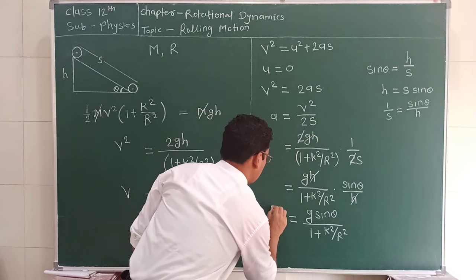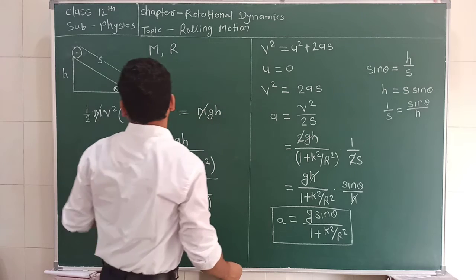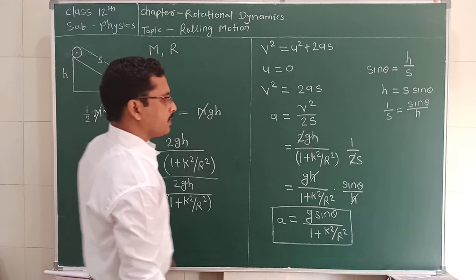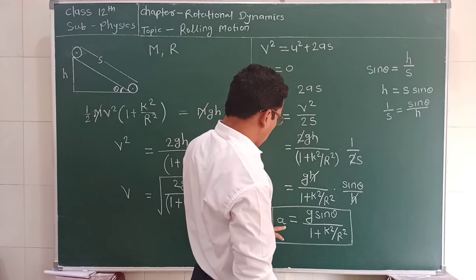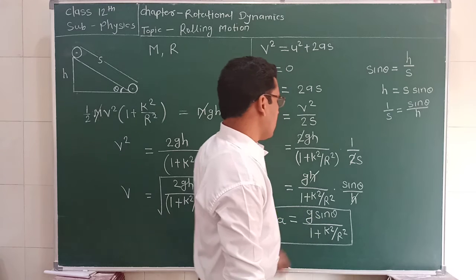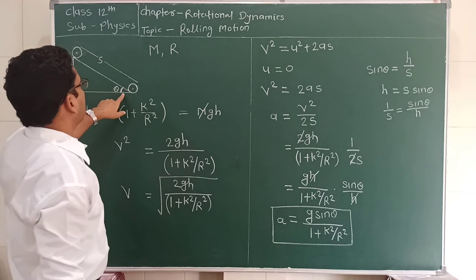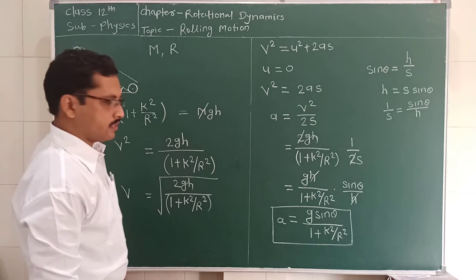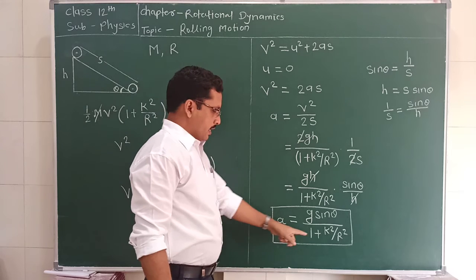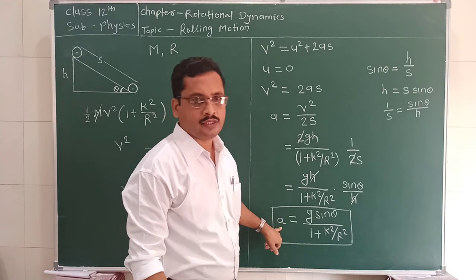What is this? This is the equation for the acceleration of a body when it is rolling down an inclined surface having angle θ. As we see from this equation, on which factors is the acceleration dependent? The acceleration is dependent upon the inclination θ. If θ increases, of course the acceleration of the body also increases. It is also dependent upon the factor 1 + k²/r². If this factor increases, the acceleration decreases.